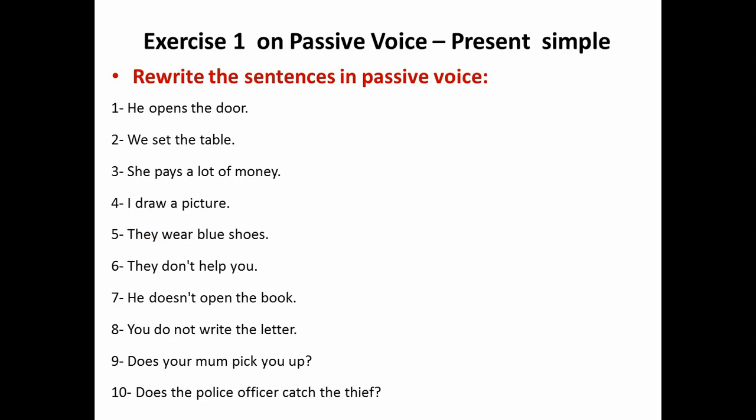Number 5. They wear blue shoes. Excellent. Blue shoes are worn by them. Or I can say blue shoes are worn. Of course, wear here is an irregular verb.